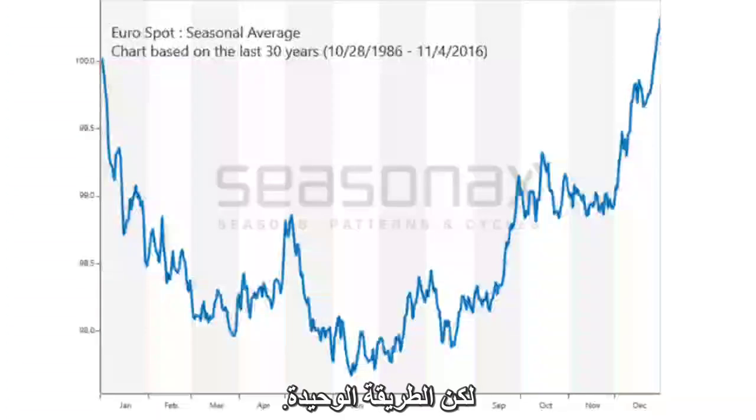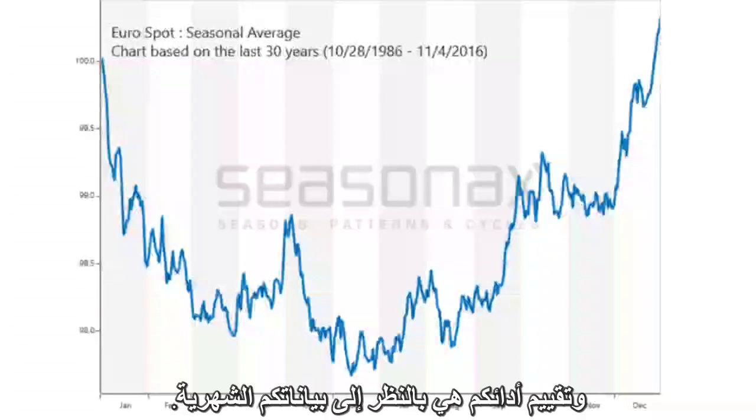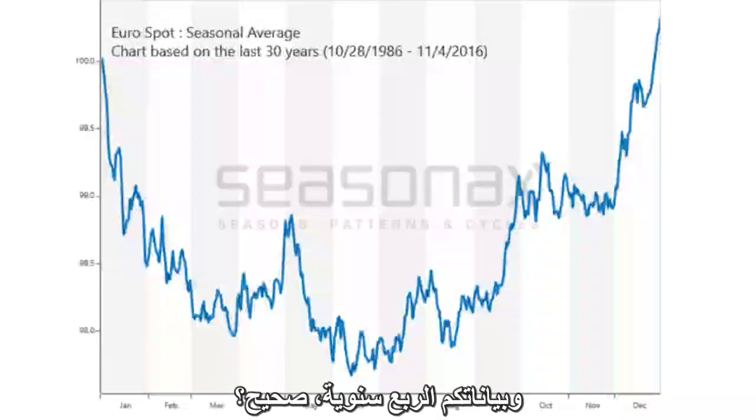But the way you can measure and gauge your performance is by looking at your monthly data and looking at your quarterly data, right? And then that's how you're going to know whether you're profitable or not, right?